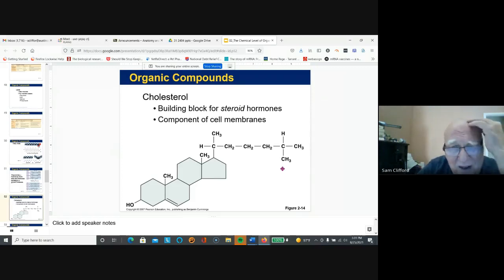Cholesterol molecules, on the other hand, have 4 rings. They're the building block of steroid hormones such as testosterone, progesterone, estrogen, corticoids, where you get anti-inflammatory cortisone. This cholesterol with its four rings is very easy to recognize. And also, it makes up large portions of cell membranes to give the cell membranes flexibility.